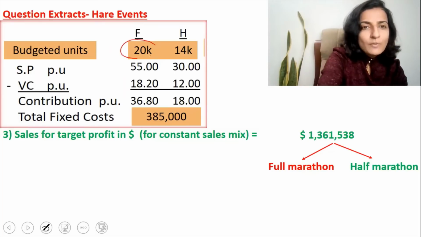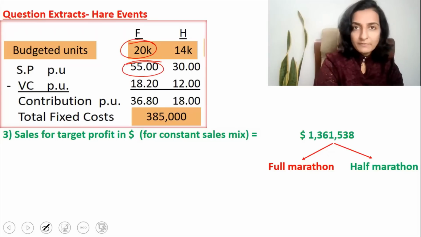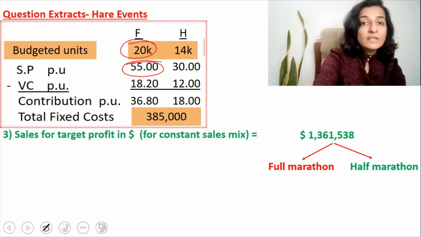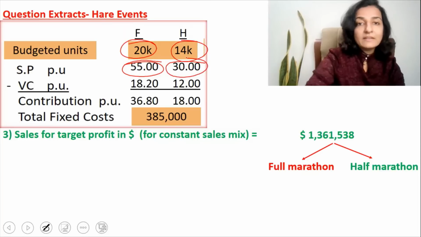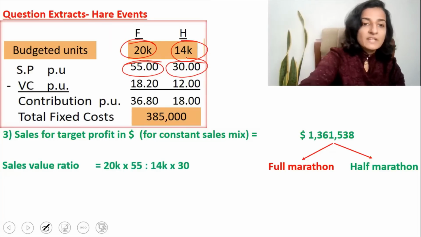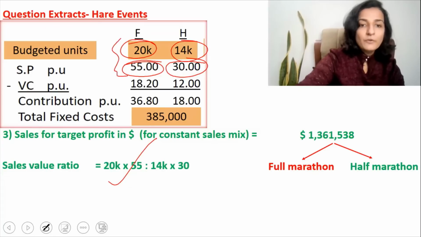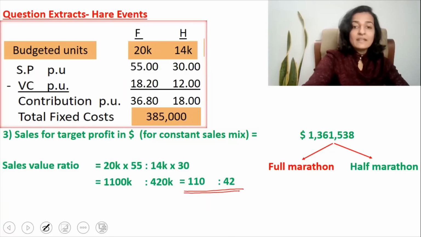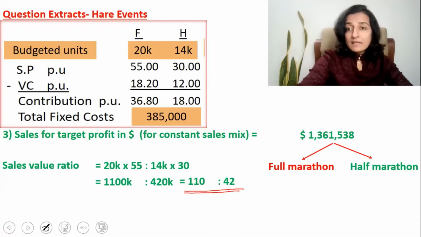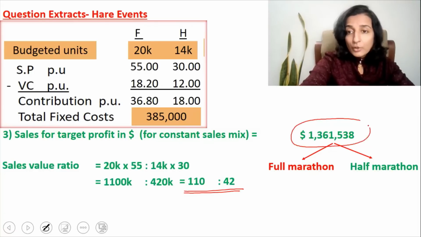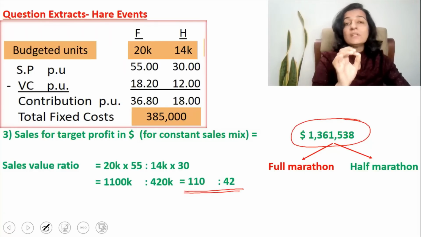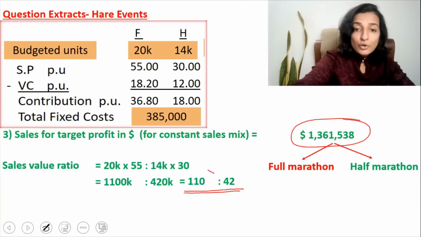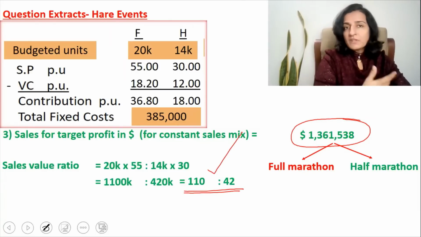So the sales value of full marathon is 20,000 units multiplied by 55. And for half marathon, it is 14,000 units multiplied by 30. So the sales value ratio is 20,000 multiplied by 55 for the full marathon and 14,000 units multiplied by 30 for the half marathon. Solving and simplifying it to the lowest form, we get the ratio as 110:42. So our next task is to divide the sales value of 1,361,538 in the ratio of 110:42.